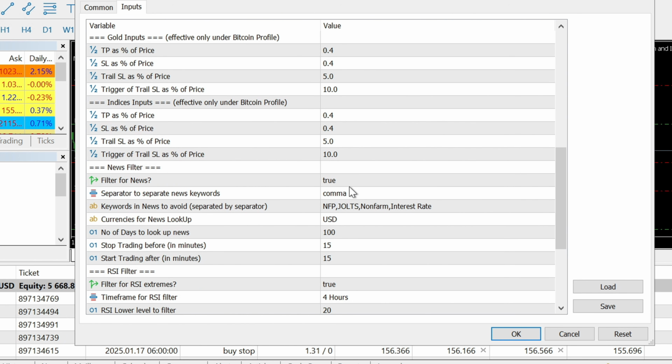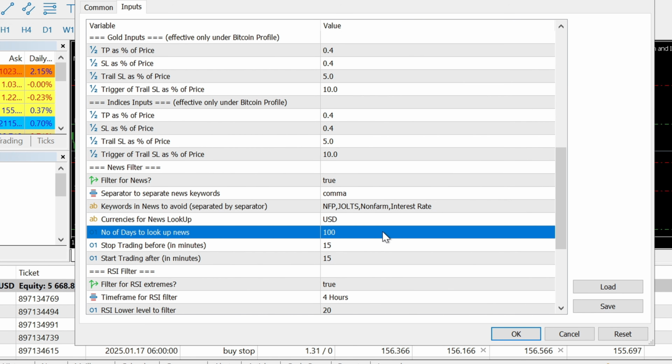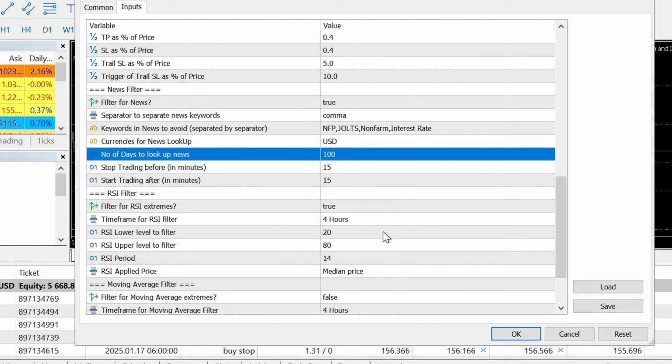Now I'm using the news filter, and I'm avoiding NFP, JOLTS, non-farm, and interest rate, but only for the USD currency, because that is what moves the market suddenly and is prone to slippages. And I normally do not like to trade in those kinds of conditions. I'm using the RSI filter on the 4-hour chart, with 20 and 80. So when the price is in extreme on the 4-hour chart, I don't want to be trading.